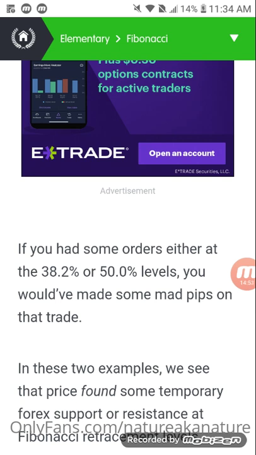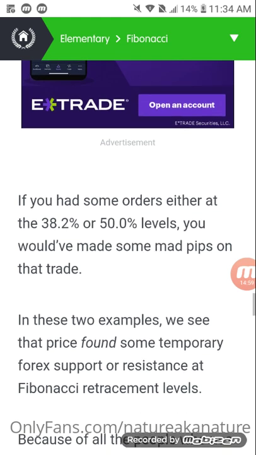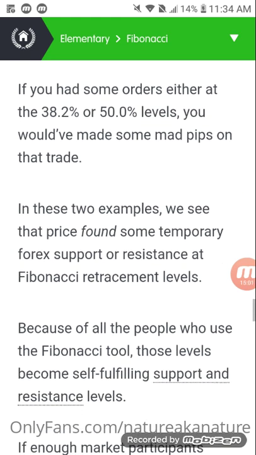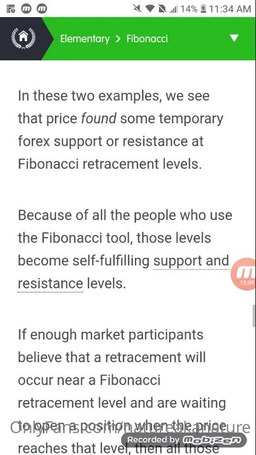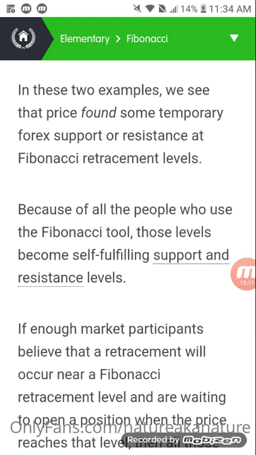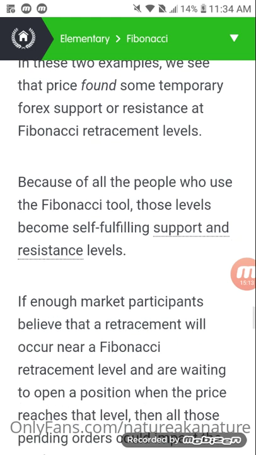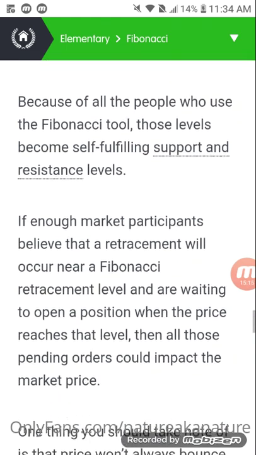If you had some sell orders at either the 38.2 or 50 level, you would have made some mad pips on that trade. In these two examples, we see how price found some temporary forex support and resistance at retracement levels. Because of all the people who use Fibonacci tools, those levels become self-fulfilling support and resistance levels, okay? Because now we're not the only ones that use these tools. So a lot of people place a lot of sell and buy orders on these Fibonacci retracement levels.